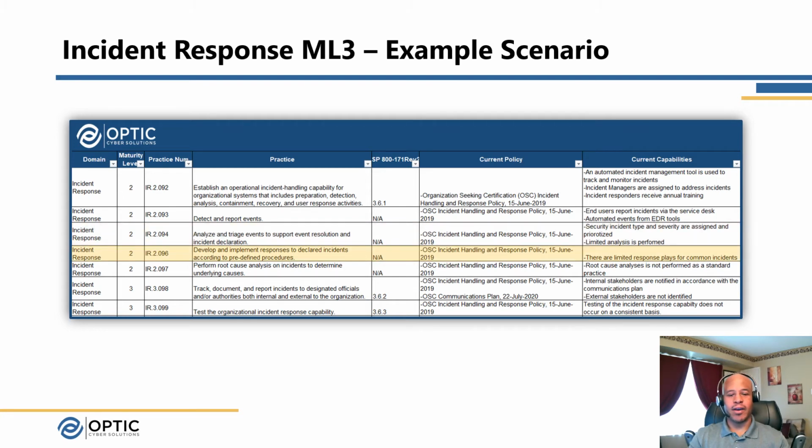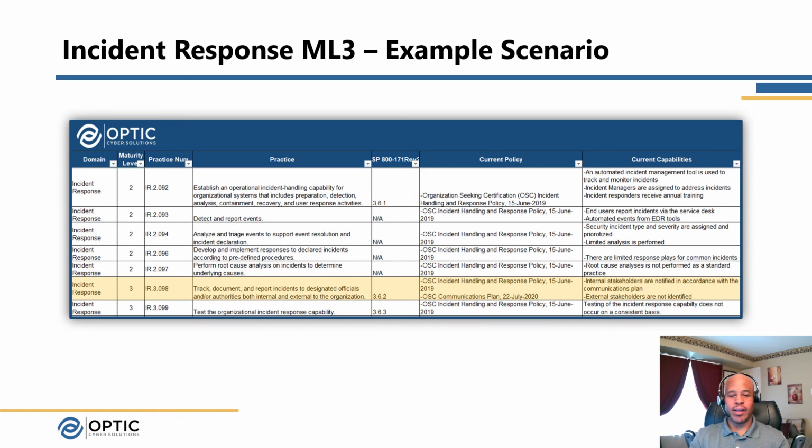The fourth practice is around developing and implementing responses to declared incidents, or incident response plays. Again, it looks like the same policy is being used, and in this case, there are limited response plays for common incidents. It appears that this organization has some incident response plays, but not for their most common incidents. The next practice is around performing root cause analysis on incidents to get to the root causes of those particular incidents. Here it looks like root cause analysis is not performed as a standard practice. Maybe in certain circumstances a root cause analysis may be performed, but it's not part of the standard process for this particular organization.